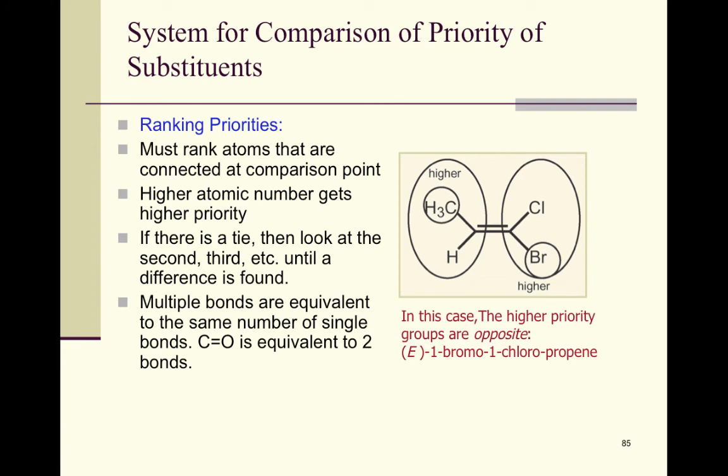Multiple bonds are equivalent to the same number of single bonds. What this means is if you have a carbon double bonded to oxygen, this would count as two bonds to oxygen, one, two. So this would have priority over a carbon single bonded to oxygen. This would be a higher priority. Here's an example of how you'd use the name. A lot of times the letter E is put in parentheses and then you have a dash. So this one's the E. Z would be the same type of notation. You'd put the Z or the E in parentheses, then a dash. Sometimes they don't put the parentheses.